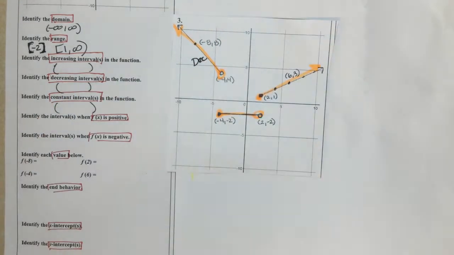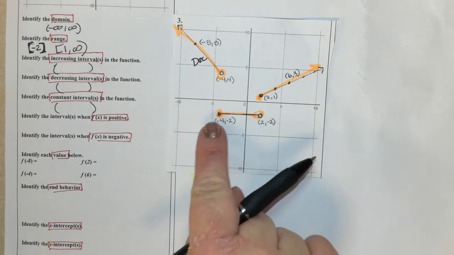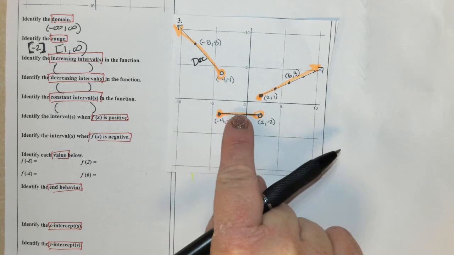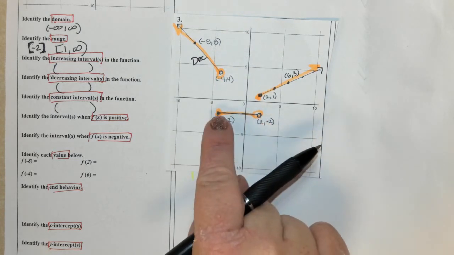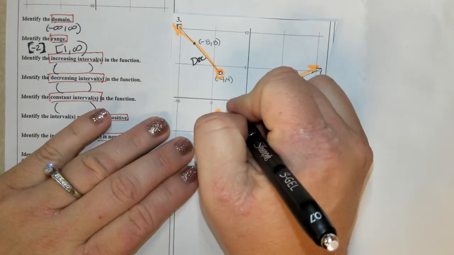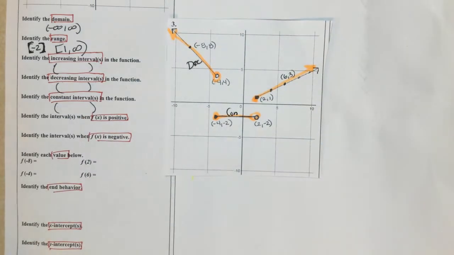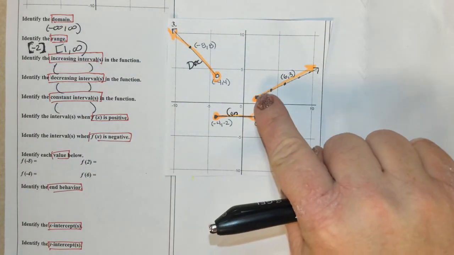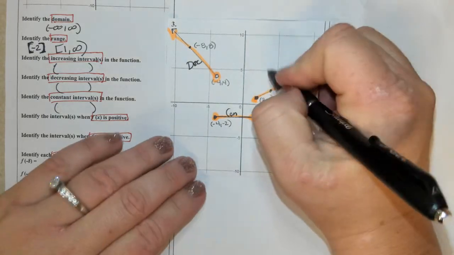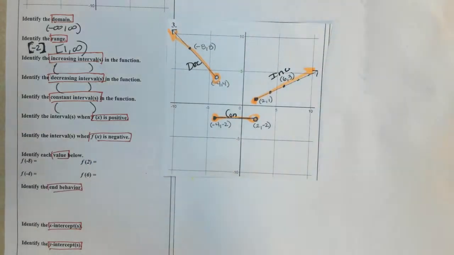I'm lazy, so I'm going to abbreviate. Okay. Right here, is he running downhill? Nope. Is he running uphill? No. He's on a flat road. It's constant. And then what about here? What's he doing? He's going uphill, which is increasing. So that's the first part.